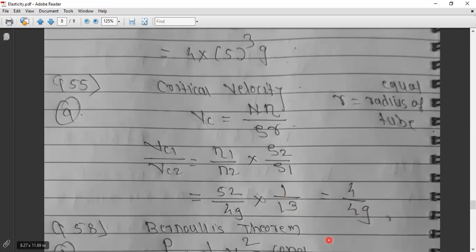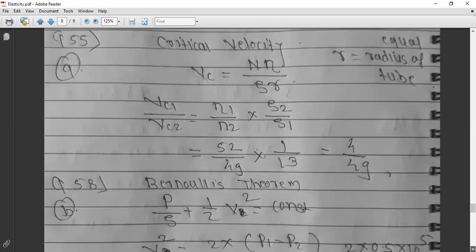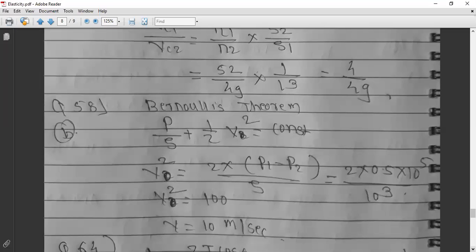Similarly, we'll see the next question, question number 58. A manometer connected to the closed tap reads 3.5 into 10 raised to 5 Newton per meter square. So by using the manometer, we get the pressure. When the valve is open, the reading of the manometer falls to 3 into 10 raised to power 5 Newton per meter square. The velocity of flow of water is? I can use Bernoulli's theorem for the two different cases, when the valve is closed and when the valve is open, with the square of velocity.